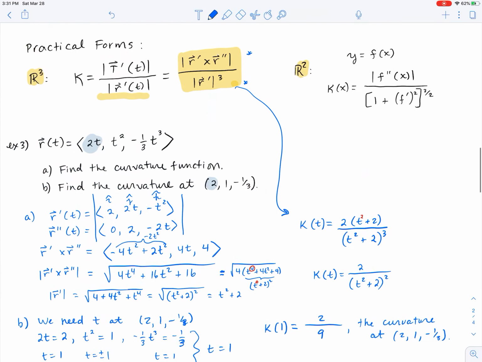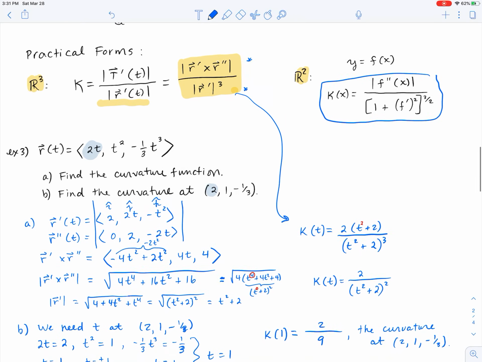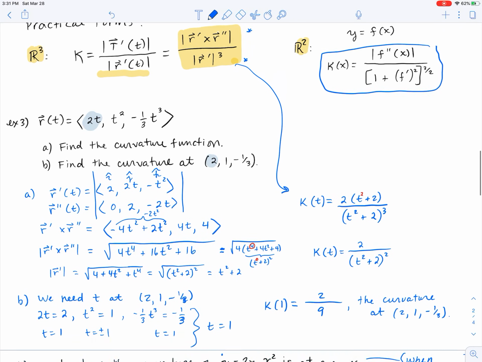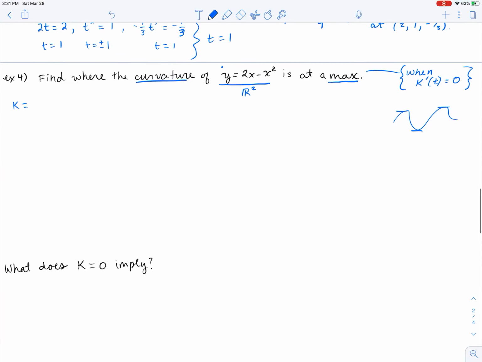Okay, so let's first start by finding the curvature, and then we're going to want that formula from earlier. So let's scroll up here and see what it is. The one we're looking at is right here for the two-dimensional one. So we have the magnitude of the second derivative over 1 plus the first derivative squared, and then this whole thing gets raised to the 3/2 power.